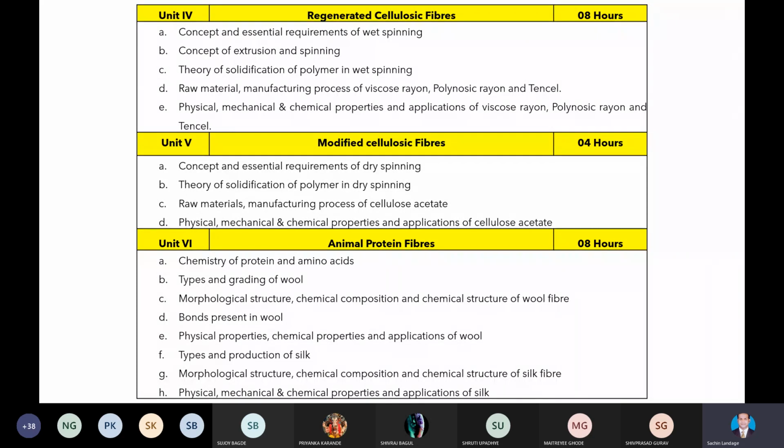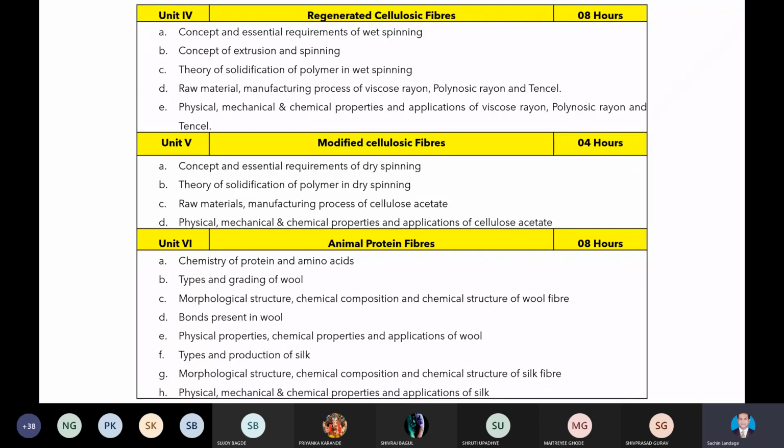Then the last unit is animal protein fibers, in which we are going to study two fibers. First, in general, we are going to study the chemistry of protein and the amino acids. I think this point is not covered in your first year, but within 1 hour we will try to complete this. What is a protein? What are the various types of amino acids? Because that is the base for this particular unit. That's why we are going to take this point, the chemistry of protein and the amino acids.